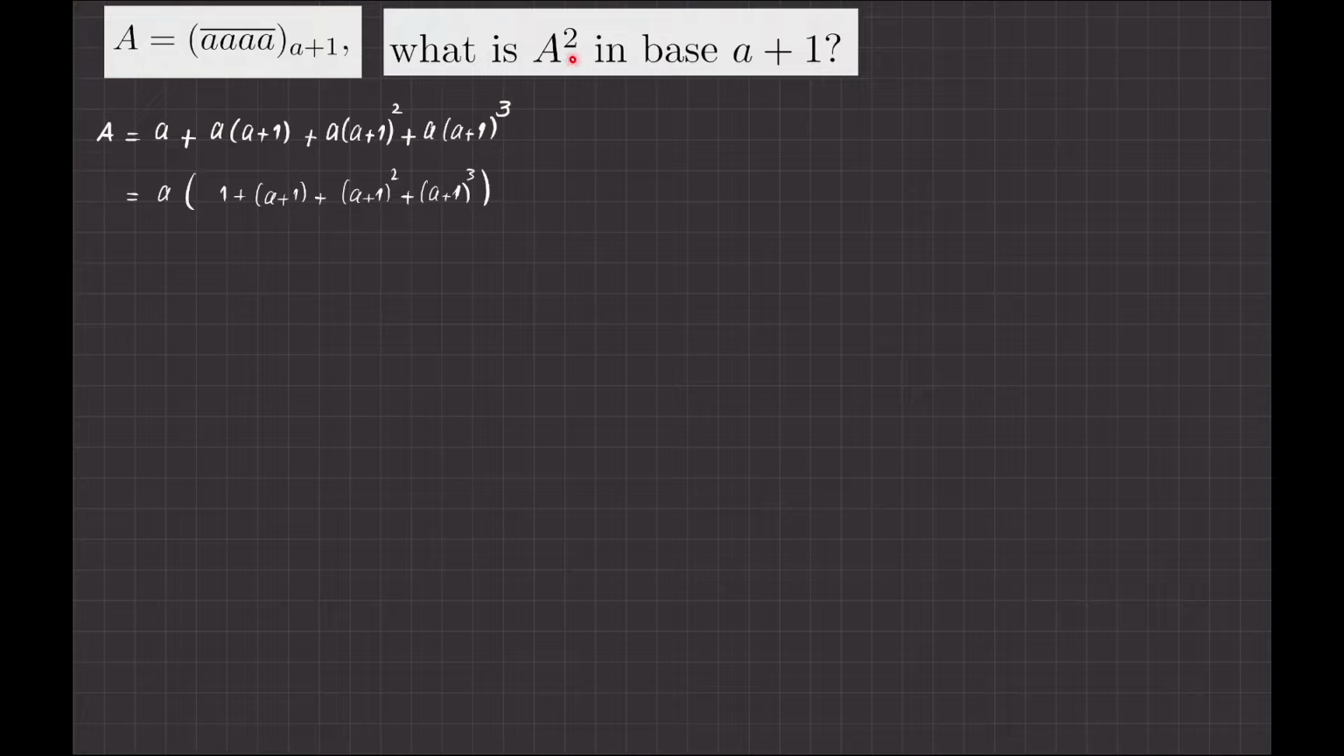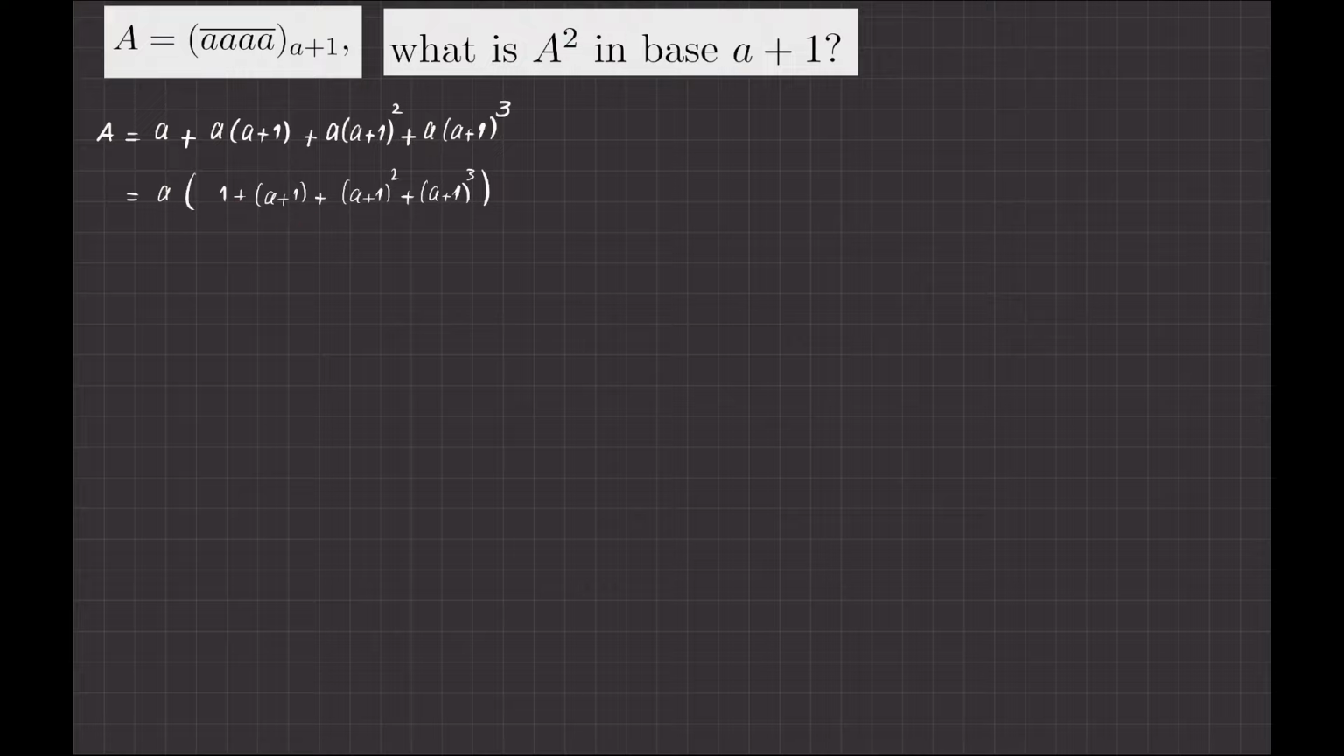I want to square it. So it means that I have to square it and then write it in a way that it becomes a sum of consecutive powers of A plus 1, so that I can interpret A squared in the base A plus 1. But of course, if I want to raise it to power 2 like this, it is very tedious. So what I will do, I realize that these are the terms of a geometric progression whose first term is 1 and the common ratio is A plus 1.